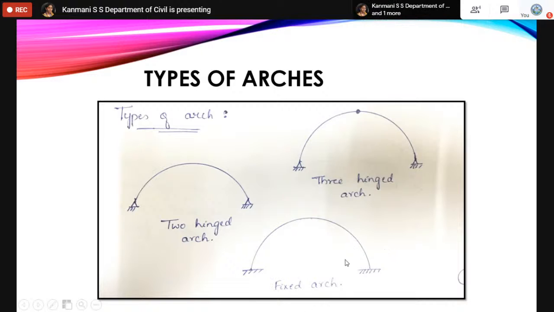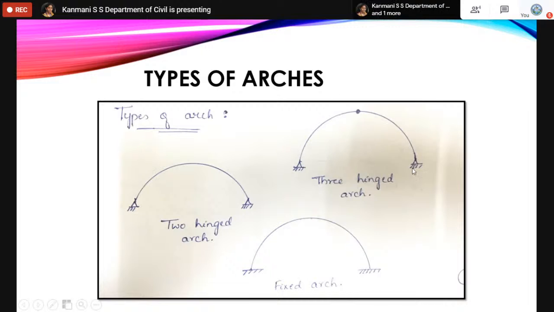These are the three different types of arch. If I take the two-hinged arch, it has four unknown reactions minus the available equations of equilibrium for a two-dimensional system, which is 3. So 4 minus 3 is 1. So the two-hinged arch is an indeterminate structure.